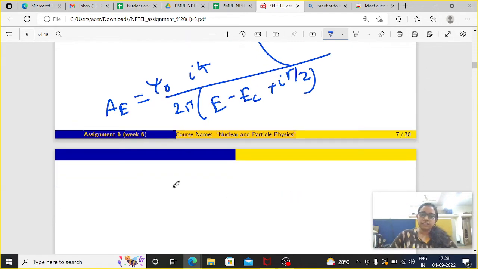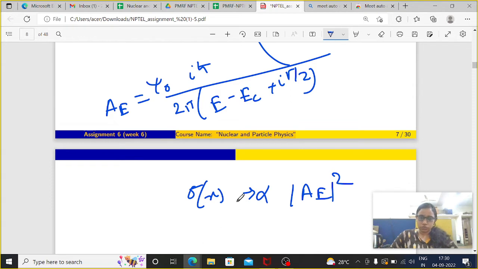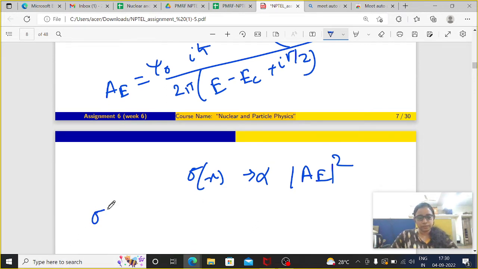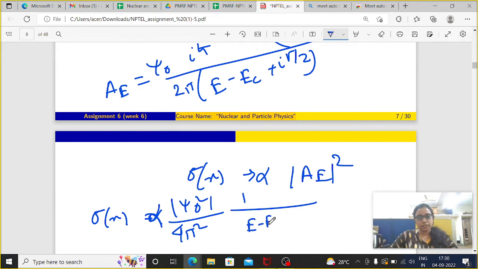Now what will be the value of sigma x here? Our main aim was that sigma x will be proportional to mod A(E) squared. So if I square this, it will be proportional to mod A(E) squared. Some proportionality constant will be there, but I am writing only the proportional part. So sigma x is proportional to psi 0 squared divided by 4 pi squared, times 1 by (E minus EC plus i gamma by 2) whole squared, and there will be one h bar squared, right?